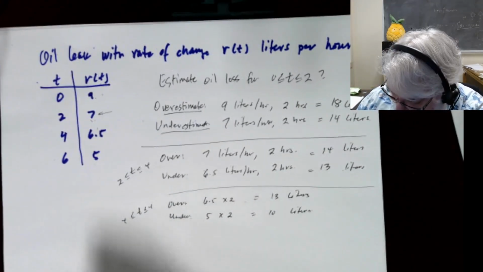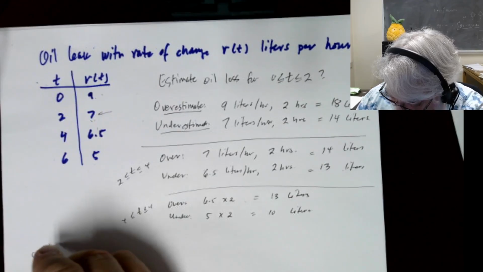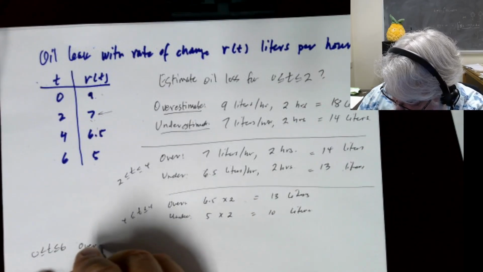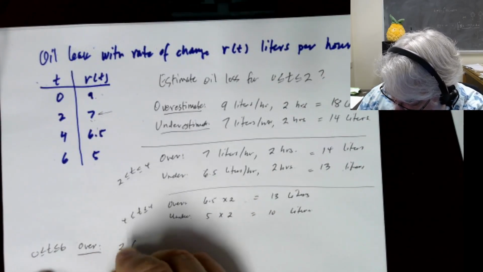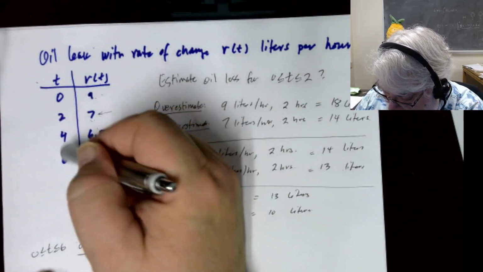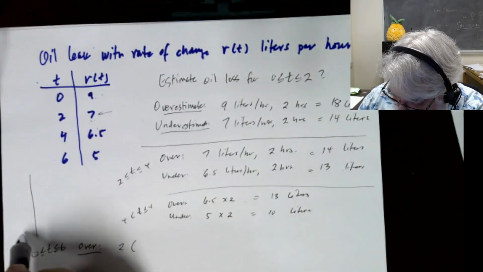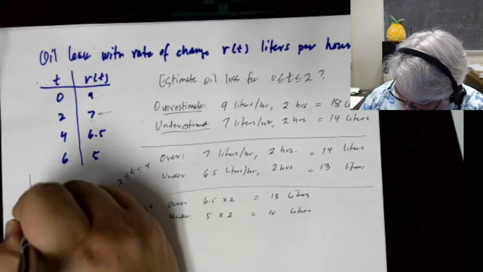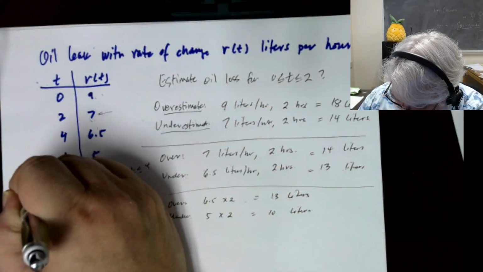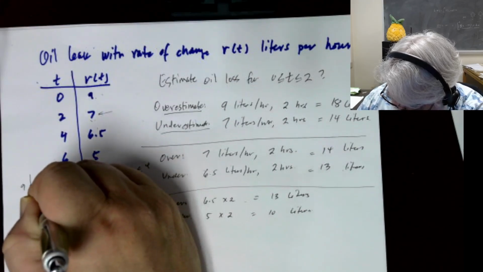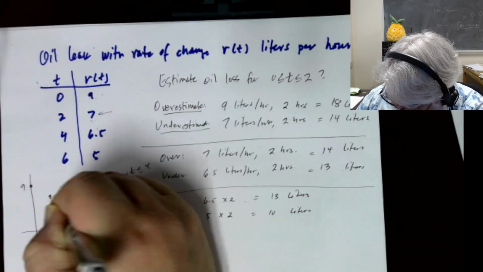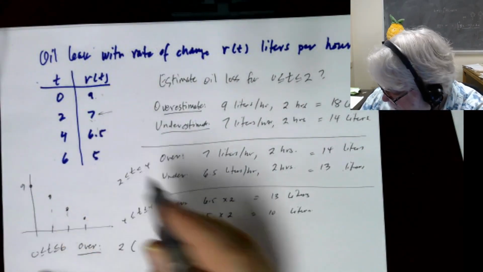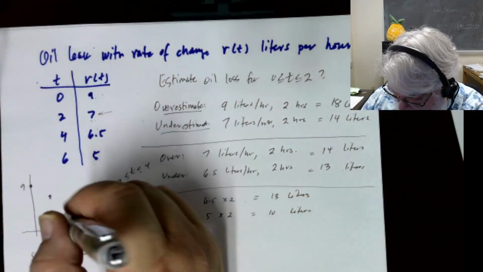So for the full time interval from 0 to 6, we could use an overestimate of 2 times, now 2 is going to be the width of our rectangles here, so maybe it's good to give a little plot here too. At 2, 4, 6, and at 0 we're at 9, and then we're at 7, and then we're at 6.5, and then we're at 5. Okay, oops. And so this is where I better use a couple different colors of ink here.